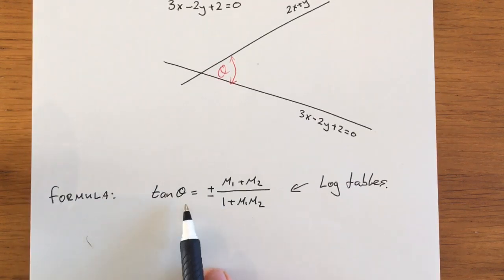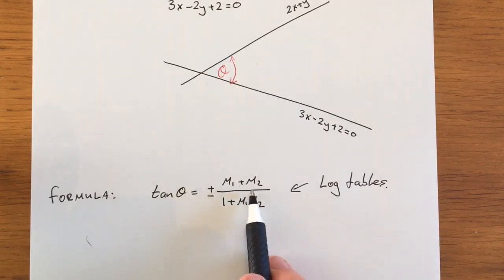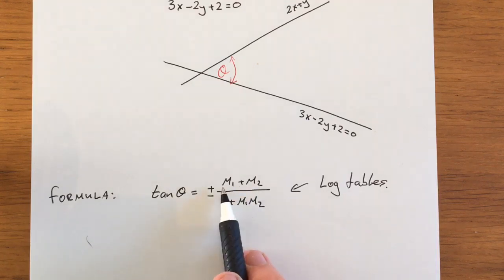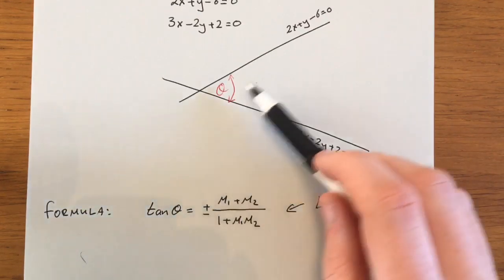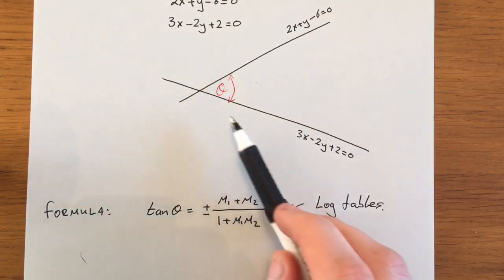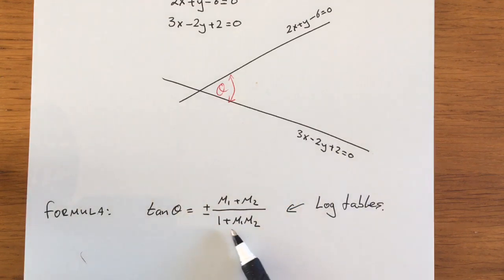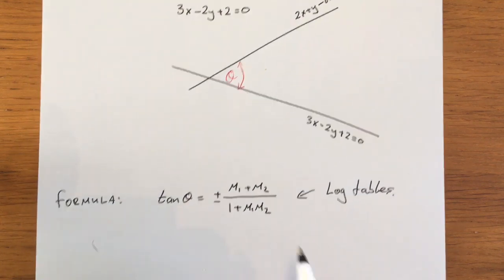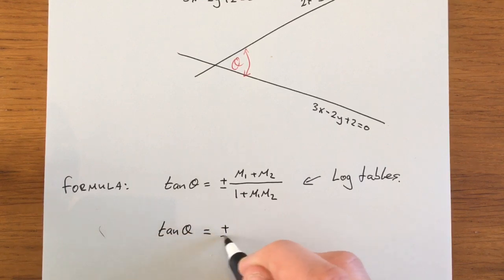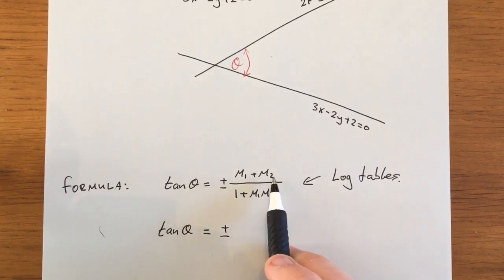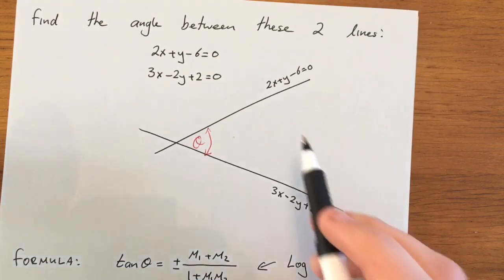The formula is tan theta is equal to plus or minus m1 plus m2. These are the slopes. So m1 would be the slope of one of the lines, and m2 would be the slope of the other line, and then 1 plus m1 multiplied by m2. So we just need to fill in this formula here, and that will give us our angle. So it will be tan theta is equal to plus or minus. Okay, so we need to find now the slopes of these two lines.